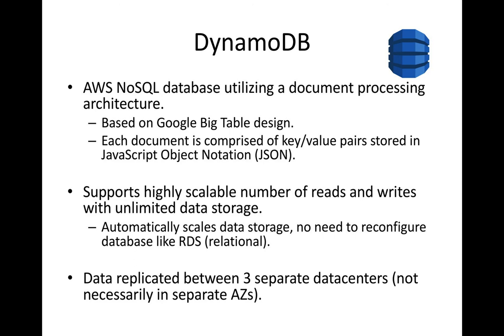Essentially, a JSON object is comprised of a set of key value pairs. DynamoDB is a really cool database service where you can take these documents and put them into a DynamoDB database. It's a highly scalable database platform. It allows you to support literally thousands and thousands of reads and writes per second with an unlimited amount of data storage backing it up.